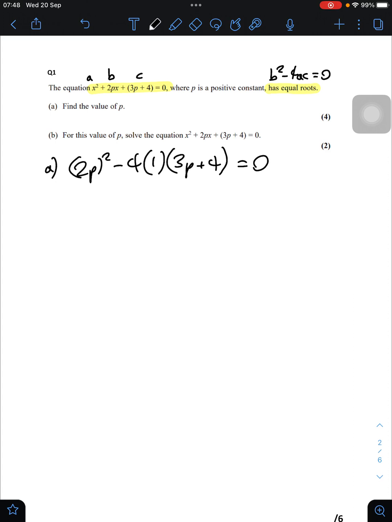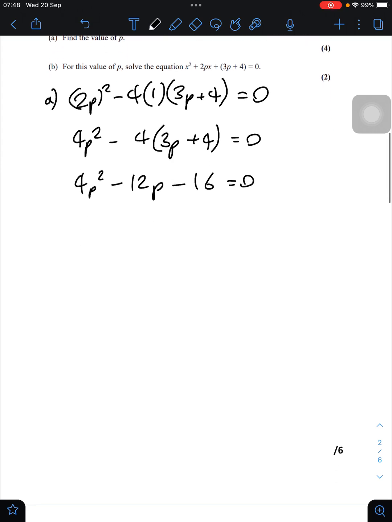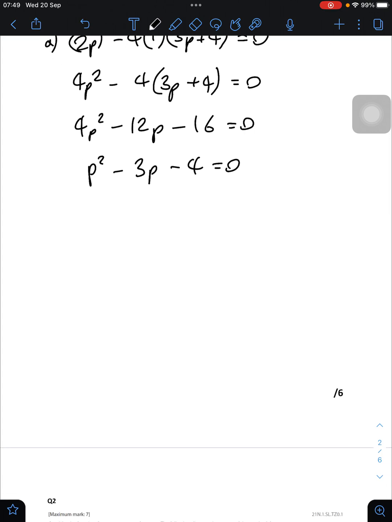So we can solve that for our value for p. 2p squared would be 4p squared minus 4 times 3p plus 4 equals 0. Distribute the bracket, 4p squared minus 12p minus 16 equals 0. So since all of these terms are divisible by 4, we can divide through by 4 here. So we just get p squared minus 3p minus 4 equals 0. And then let's factorize that.